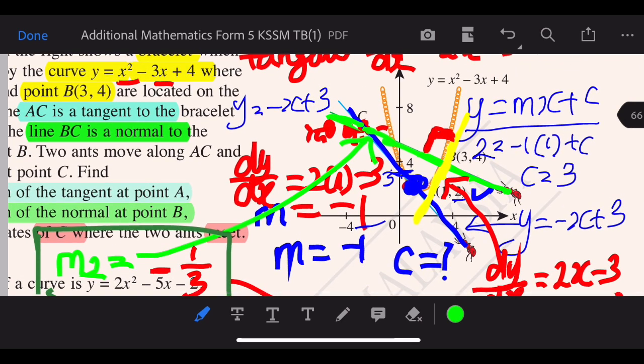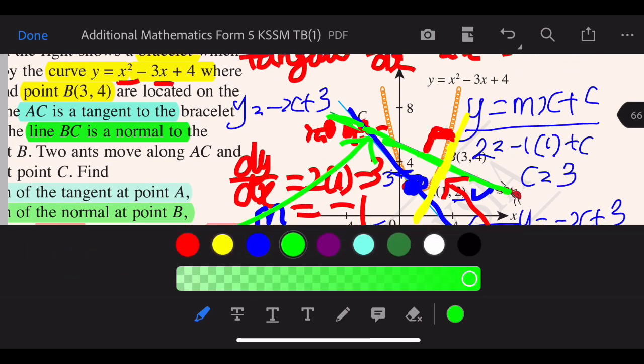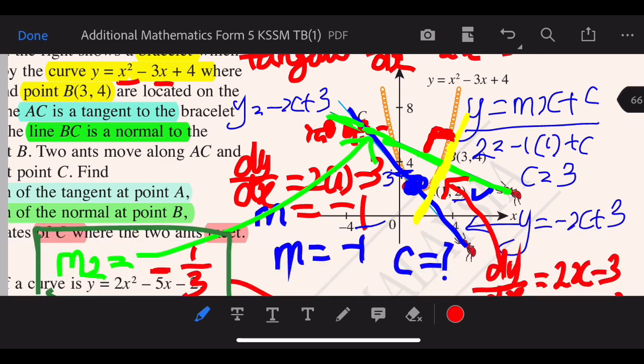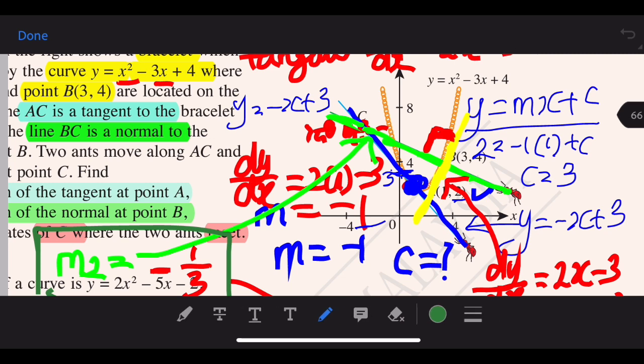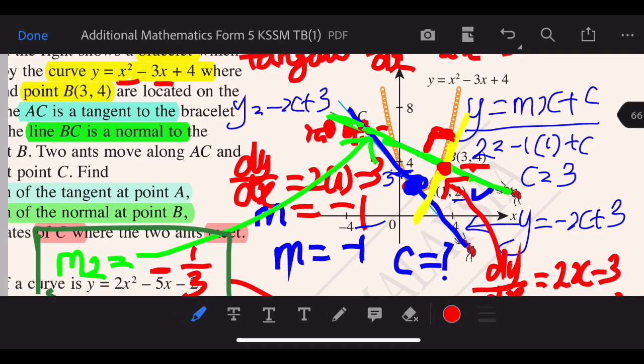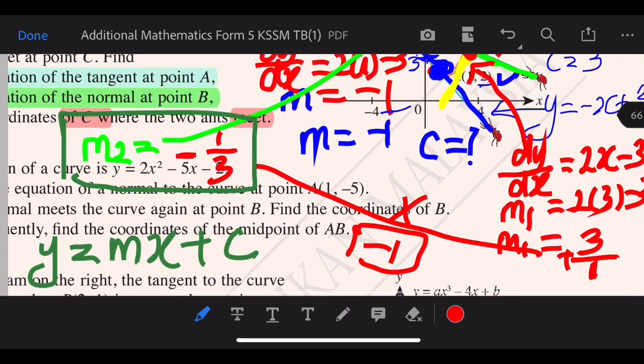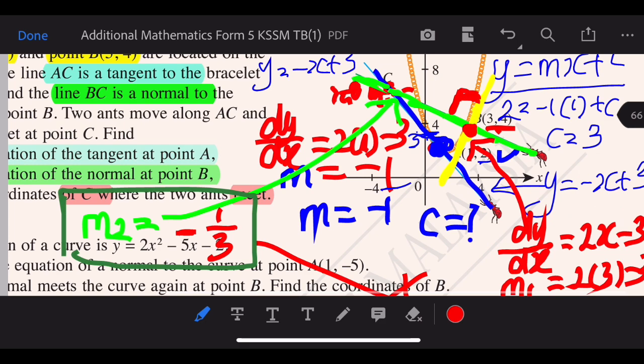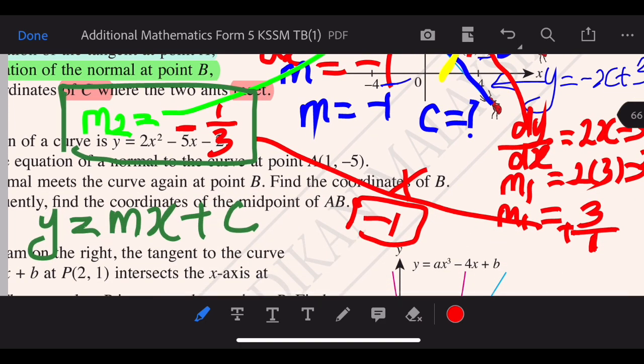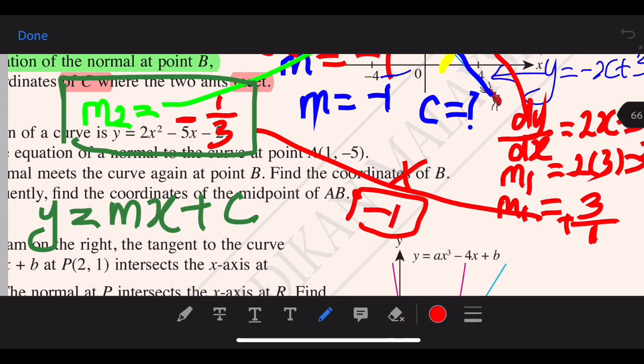Yeah, the green line actually passes through the point (3, 4). It's on the green line, the (3, 4), right? Can you see that? Let me show you. The (3, 4) is here, right? So it is on the green line, so you can use it. So we will substitute (3, 4) into the equation.